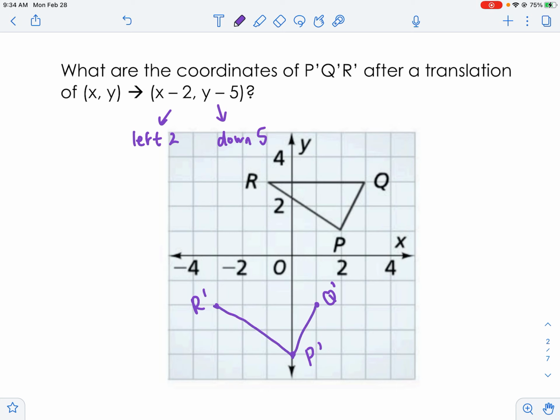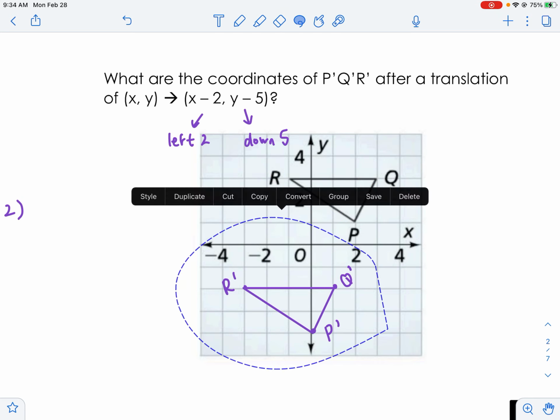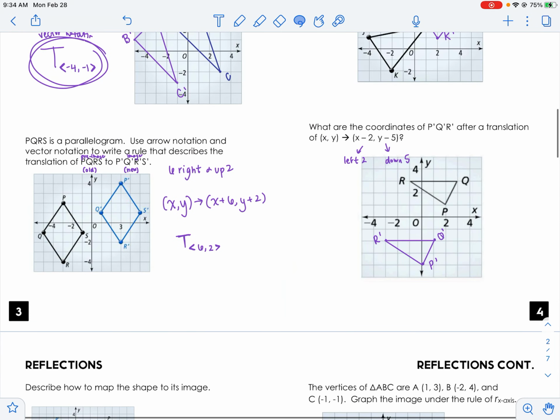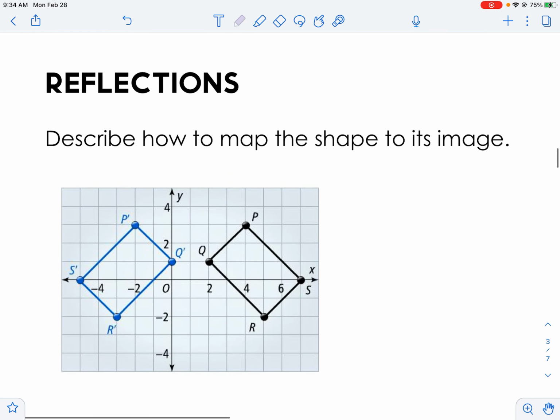And that's a translation. So remember, a translation is just a slide. It's congruent. So see, it's congruent. You can almost copy the whole thing, and then I could just go left 2, down 5. Just like that. That's what a translation is. Now, the next one that we're going to take a look at is a reflection, and a reflection is just a flip.